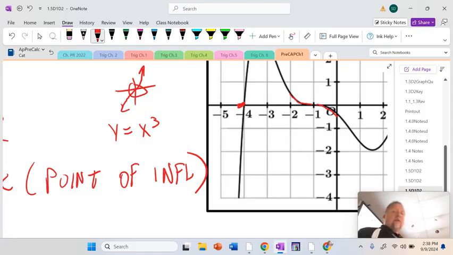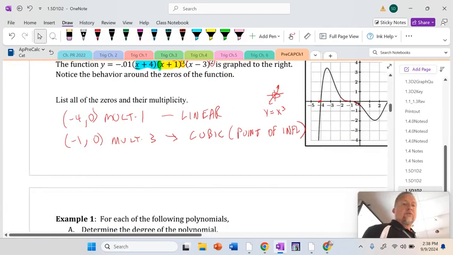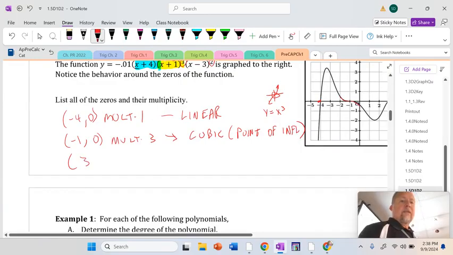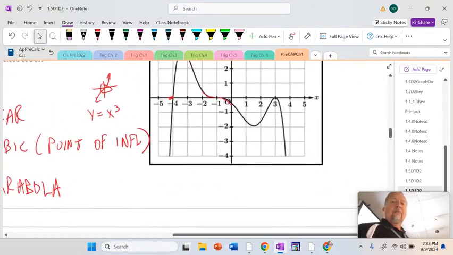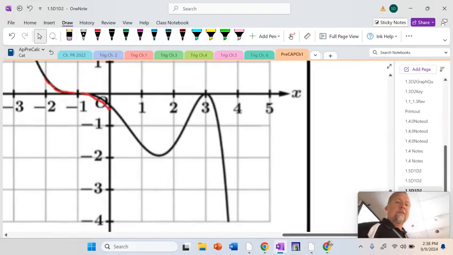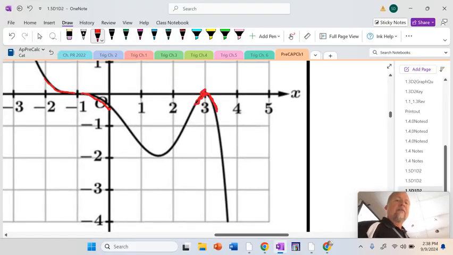Got to. Then on a double zero, which we just saw in our previous one, 3, comma 0, that multiplicity 2 is actually like, I was going to put quadratic, but I want you to think of a parabola. It kind of looks like a parabola at that point. And then why is it below? It's just because of how the end behavior looks. But right here, that's what happens.